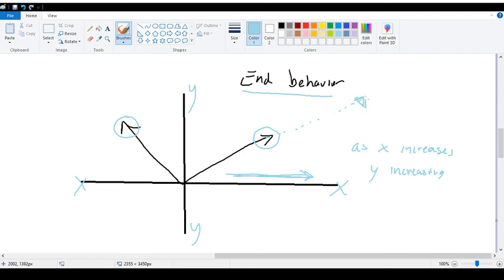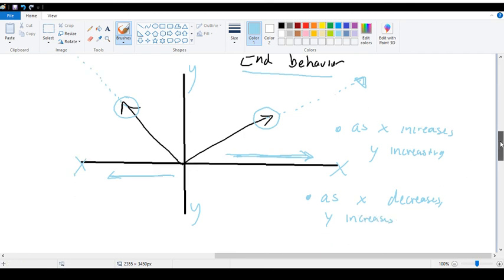That's an arrow, by the way. If I go to the left, as x decreases, if I go to the left, what happens to the y values? Well, they also increase. Is this always the case? No.